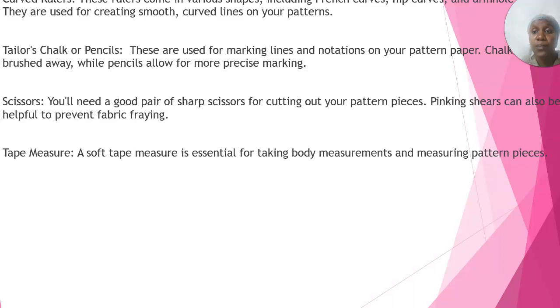precise marking. We have scissors, and under scissors we have two categories. The first one is a tailor's scissor, and then we have the pinking shears. The scissors are used for cutting out pattern pieces, but the pinking shears are very helpful because they help to prevent the fabric from fraying. We also have the tape measure. It is essential for taking body measurements and measuring the pattern pieces.